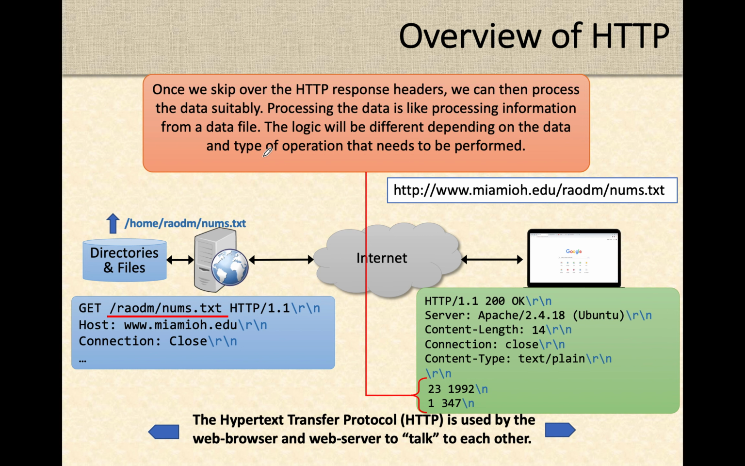And of course, the processing of the data will be different depending on what type of data is included in there. Typically, you'll use the content type header to tell you what type of data it is, whether it's text plain, whether it's image and such.